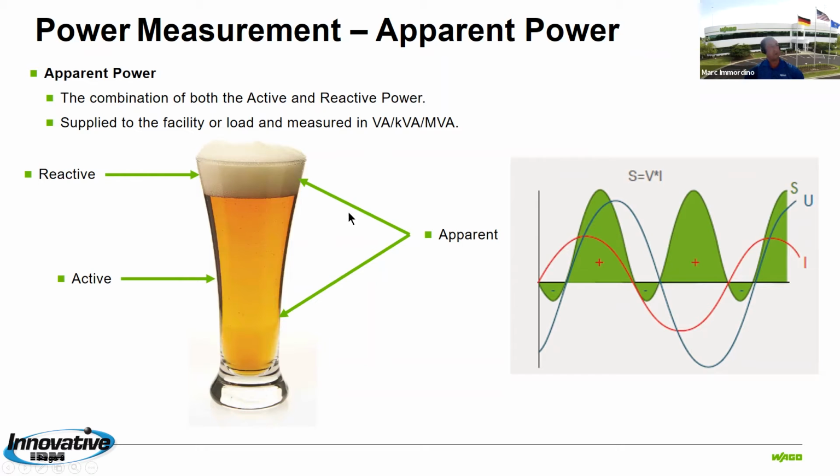Okay, and that total is our apparent power. And we use these because we do another calculation with this information. So the apparent power is essentially the product of the root mean square value of the voltage and the current. And it's measured in volt amperes, kilovolt amperes, and megavolt amperes. So again, these are all just the different things we have to consider when we're looking at power measurement and analyzing the data and collecting this information.